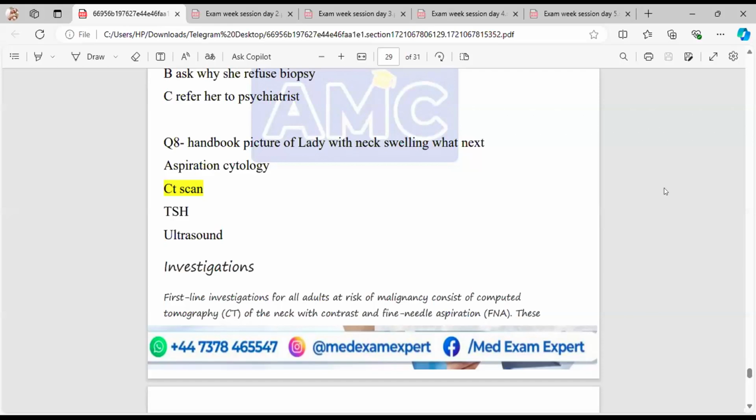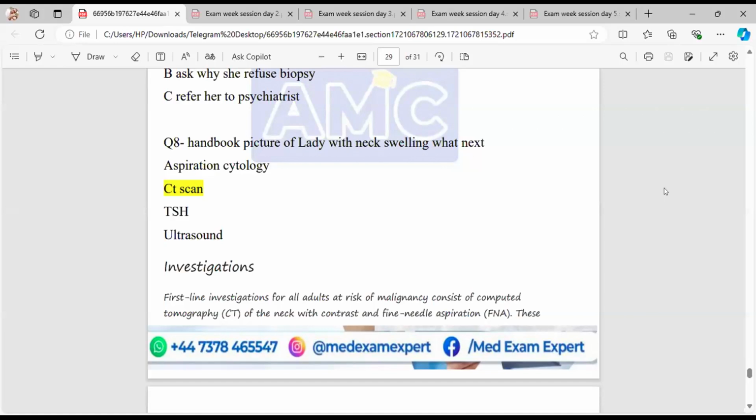But for this question, it says only lady with neck swelling. I don't know where this neck swelling is. If the question comes only with the picture of the neck swelling, and I'm not sure whether it is on the midline or on the sides, then my answer will be according to the RACGP guidelines. RACGP guidelines say that for any neck mass, your initial investigation will be a CT scan to rule out cancer first.